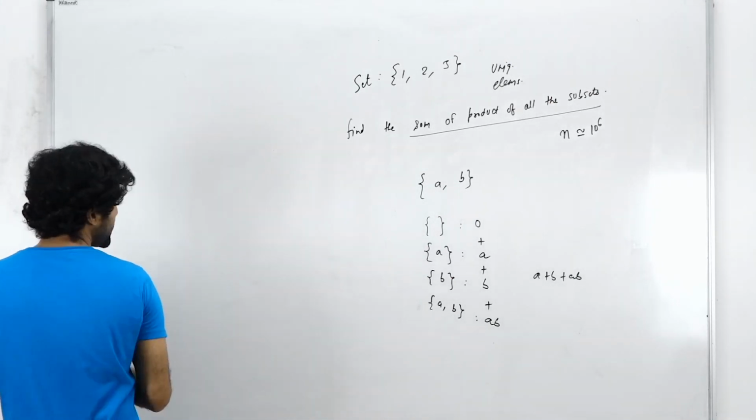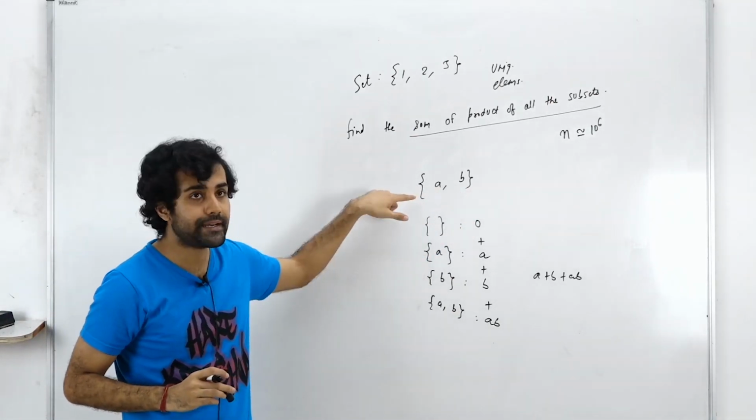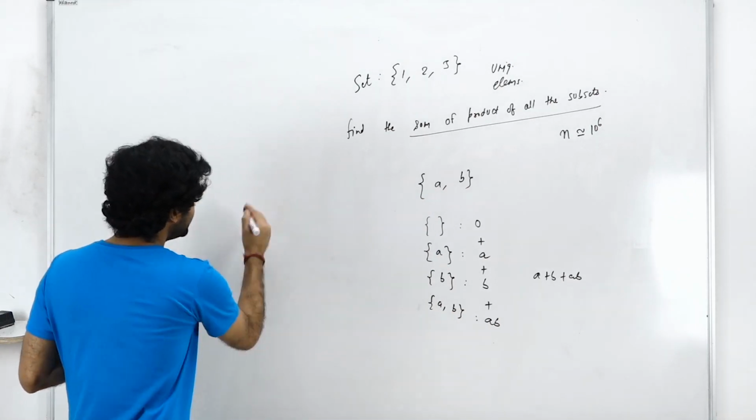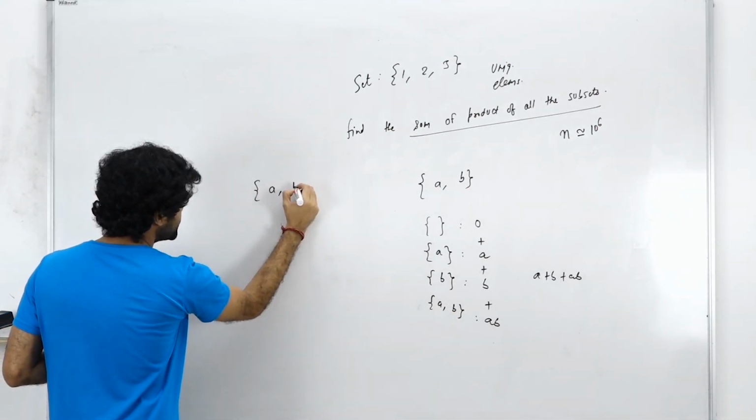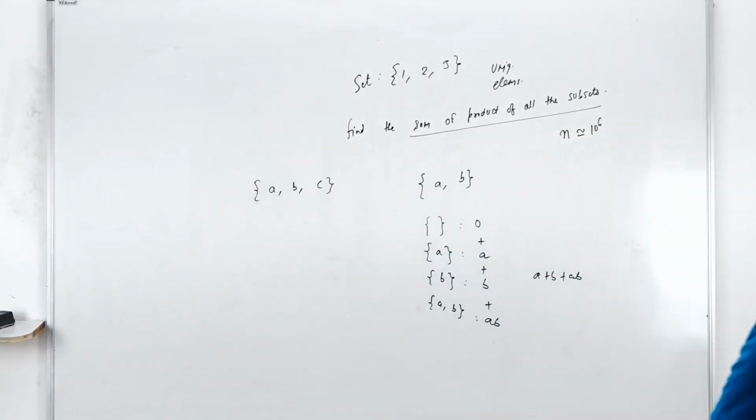Let us say earlier I just had a comma b in my set, and now I am saying that hey, let me add c also. So I have a, b and c in my set now. Okay, cool. So can you tell me, okay, so just read me what few of you are writing.